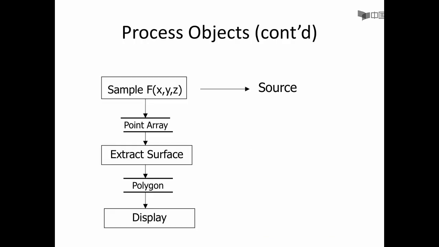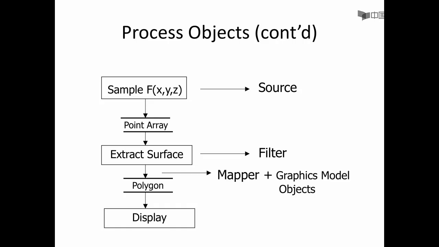So now let's go back to this quadric function example. Given the visualization pipeline, the sampling of the function can be considered as a source object. The surface extraction process is a filter object. And we need a mapper to convert the output of the filter to a graphics model object in the form of polygons, for example. And then finally, the polygons are rendered to the screen.